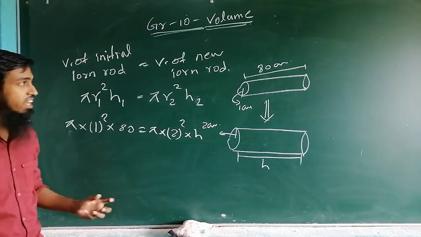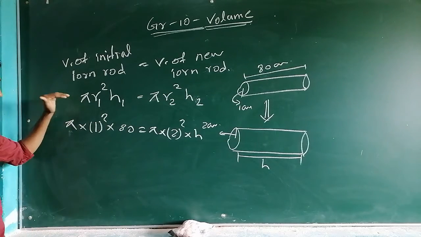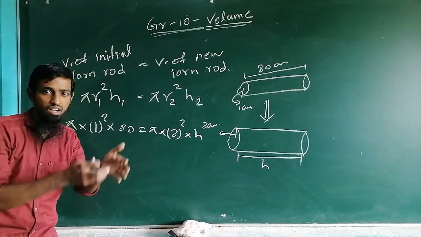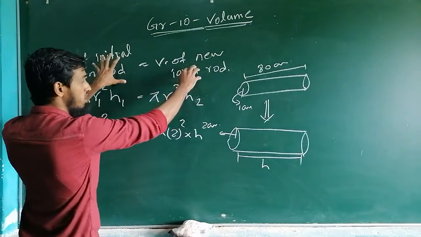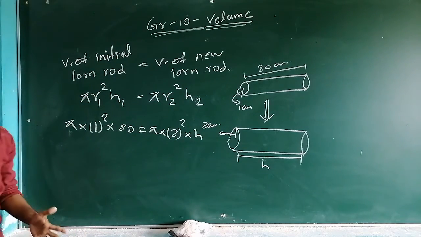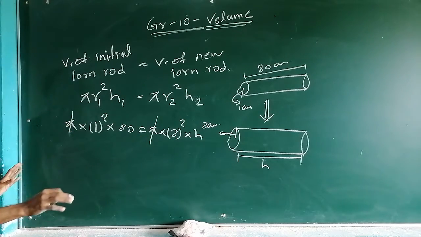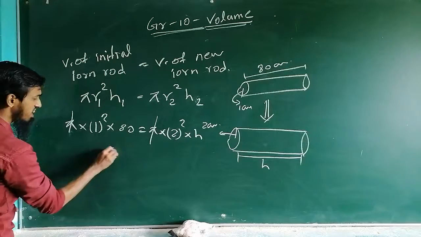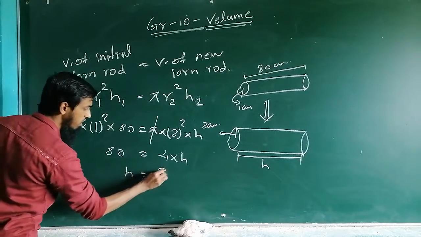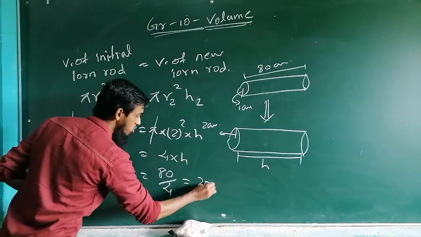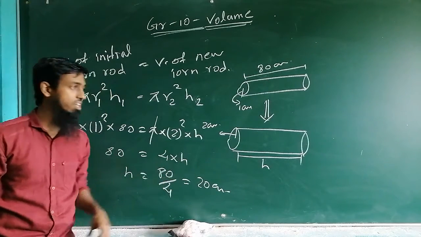If you find the volumes separately, you need to substitute pi and you need time for simplification. If you use the connection with the equation, it is easy to simplify. That's why we use this method. So pi, we can cut it off. 1 into 80 is 80. 2 squared is 4 into h. So h equals 80 over 4, that is 20 centimeter. The length of the new cylindrical rod is 20 centimeter.